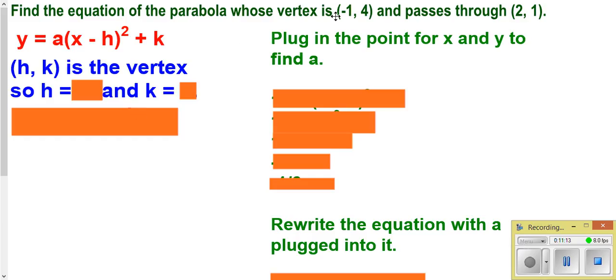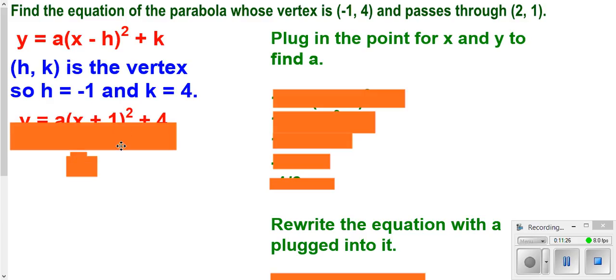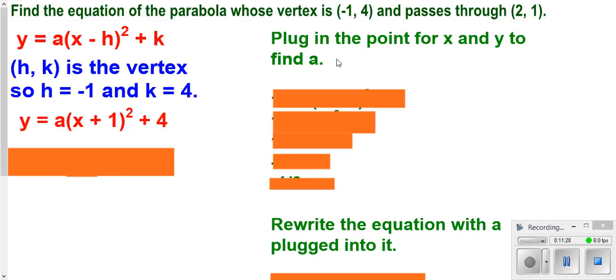But we have our vertex. So I'm going to start out with my vertex. I'm going to plug my h being -1 in, and my k being that 4, because my vertex is h, k. So if I plug in -1 here and 4 here, that gives me this. I know it passes through this point. Well, that means my 2 is my x, and my y is my 1.